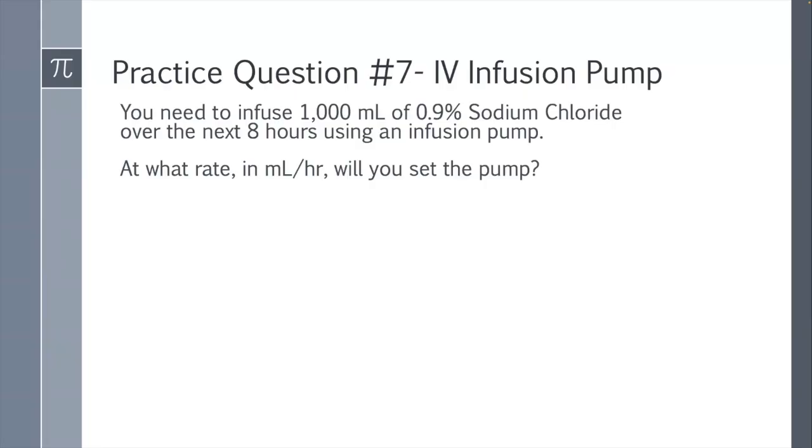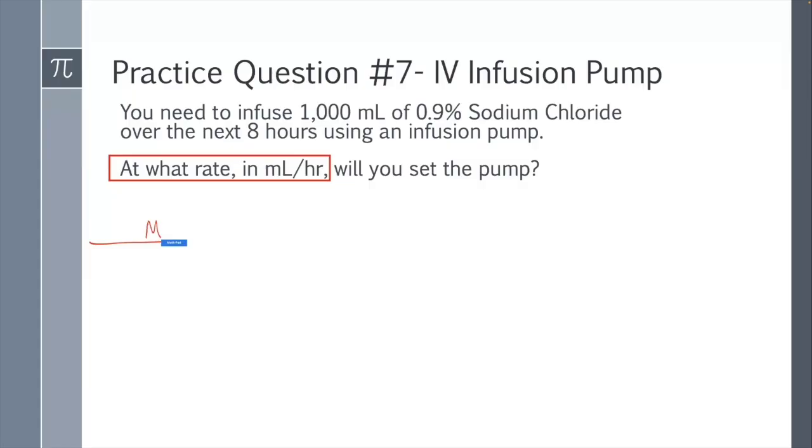Okay, so it says you will need to infuse 1,000 milliliters of 0.9% sodium chloride. Remember that 0.9% is just the name of the fluid. We don't do anything with those numbers. Over the next 8 hours using an infusion pump. At what rate in milliliters per hour will you set the pump? That's what we're going to solve for.